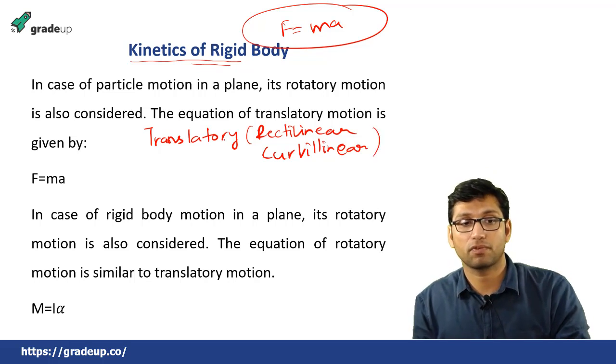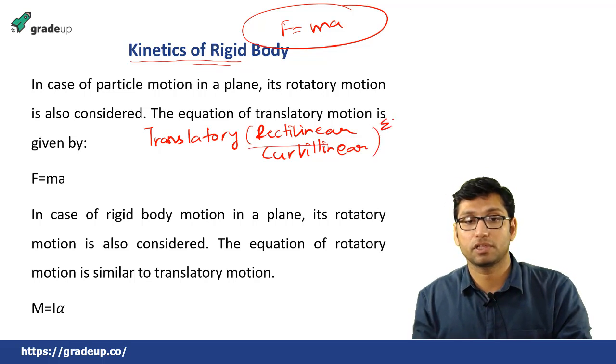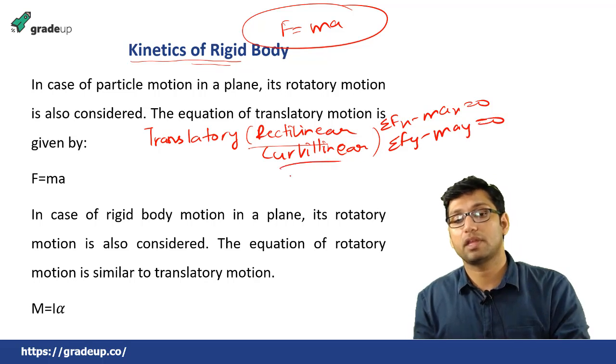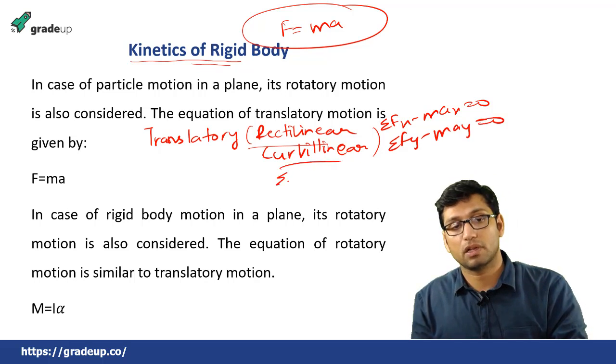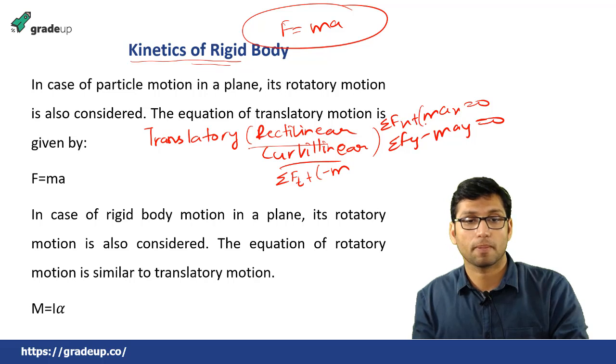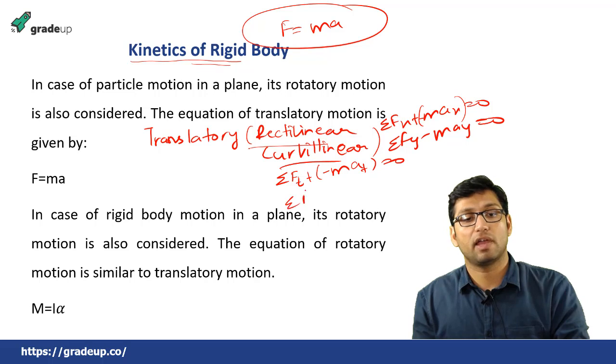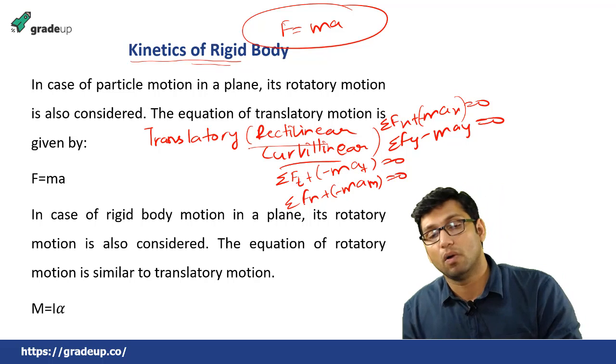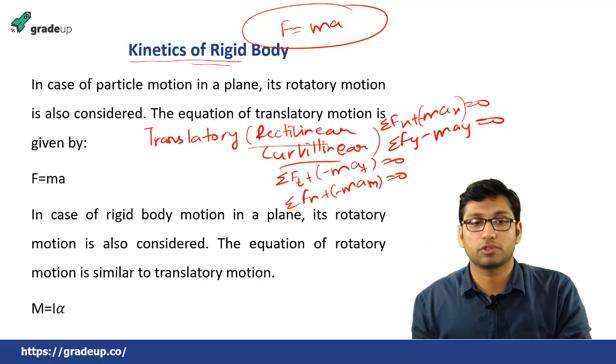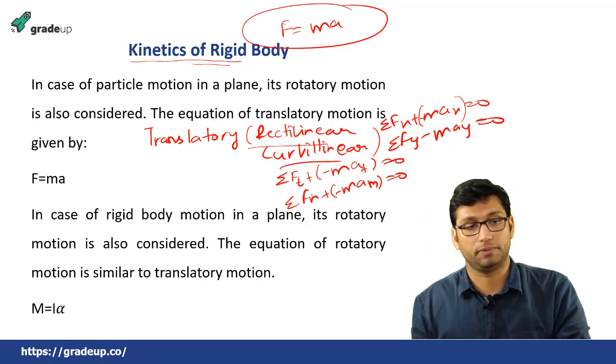We have seen the equation of motion for rectilinear motion: summation of Fx minus m ax equal to 0, or summation of Fy minus m ay equal to 0. And we have also seen for curvilinear motion, the equation of motion is given by summation of Ft plus minus m at equal to 0, or summation of Fn plus minus m an equal to 0. So these were the equations of motion for translatory motion, rectilinear and curvilinear.